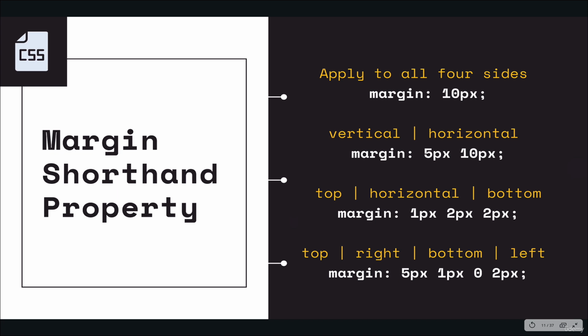In terms of the syntax, we can provide one value to apply it to all 4 sides. We can apply 4 separate ones. It goes clockwise, so top, right, bottom, left. We have 2 and 3. It's just margin instead of padding.